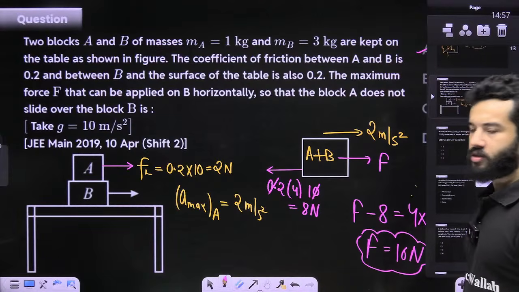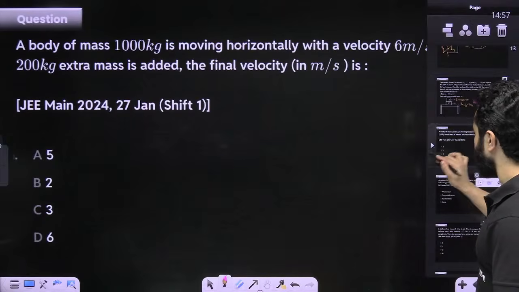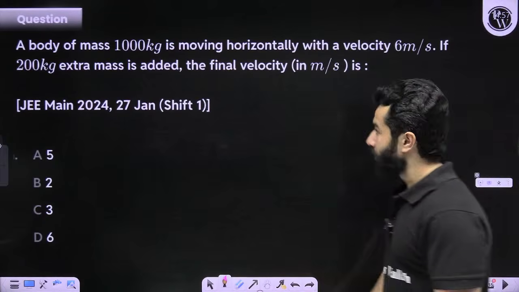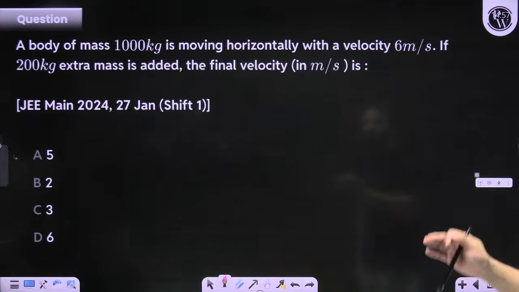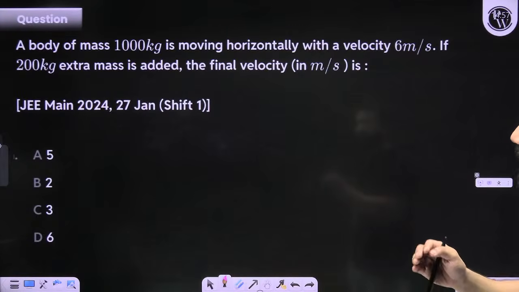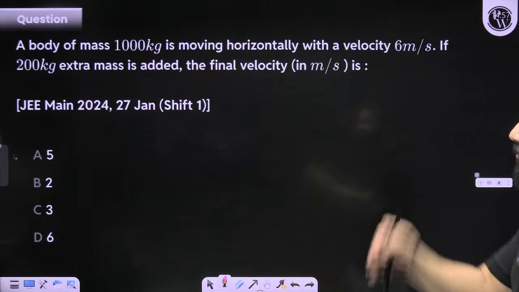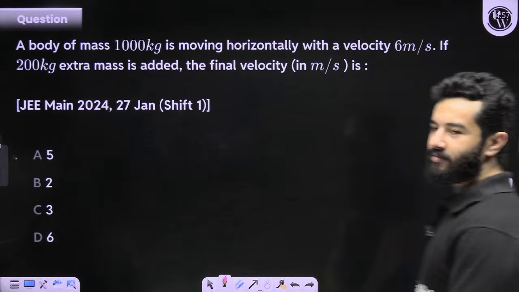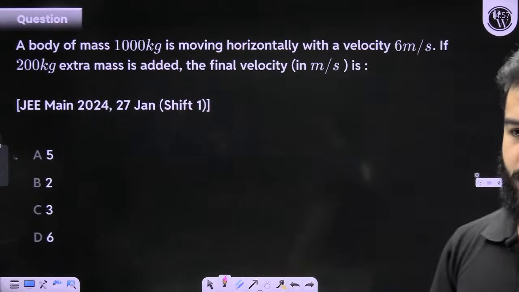So this was combined bodies. Moving on to the next one. A body of mass 1000 kilogram is moving horizontally with a velocity of 6 meter per second. If 200 kilogram extra mass is added, the final velocity will be. Conservation of linear momentum.